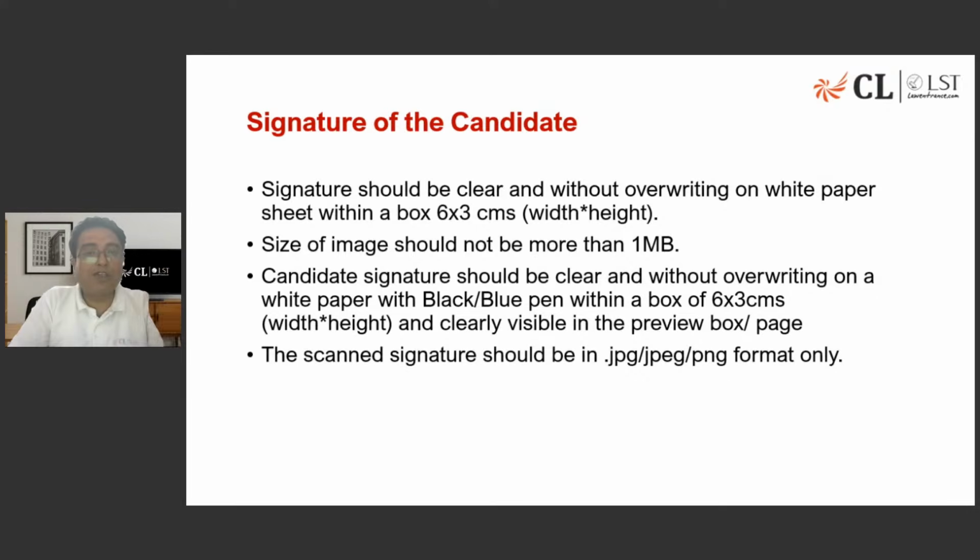Next, of course, is signature. You can use the same signature which you might have already uploaded in the CLAT application form. The specification is very clear. The size should be less than 1 MB, and use blue or black ballpoint pen. Type your signature in a box of 6 centimeter, 3 centimeter width and height, and then scan and upload the same. JPG, PNG format is allowed for the same.